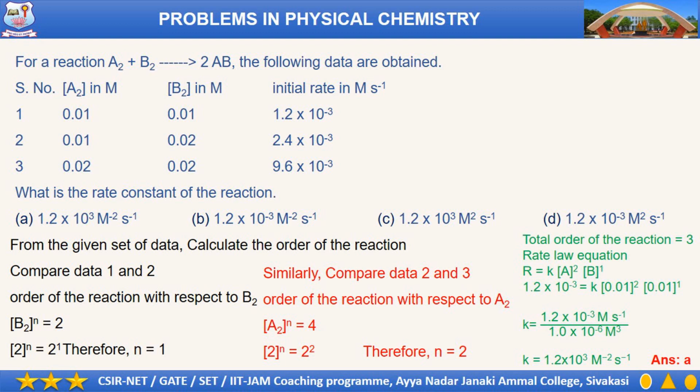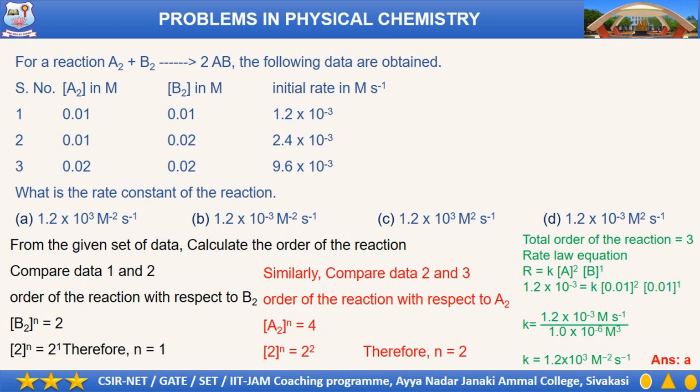If you take the 1 and 2 set of data, this A2 would be cancelled, and B2 is 2 times higher than this. Let the order of the reaction with respect to B2 be N. This is a 2 times increase. Therefore, 2 power N is equal to 2 times increase. Therefore, what is the order with respect to B2? N is equal to 1, first order.